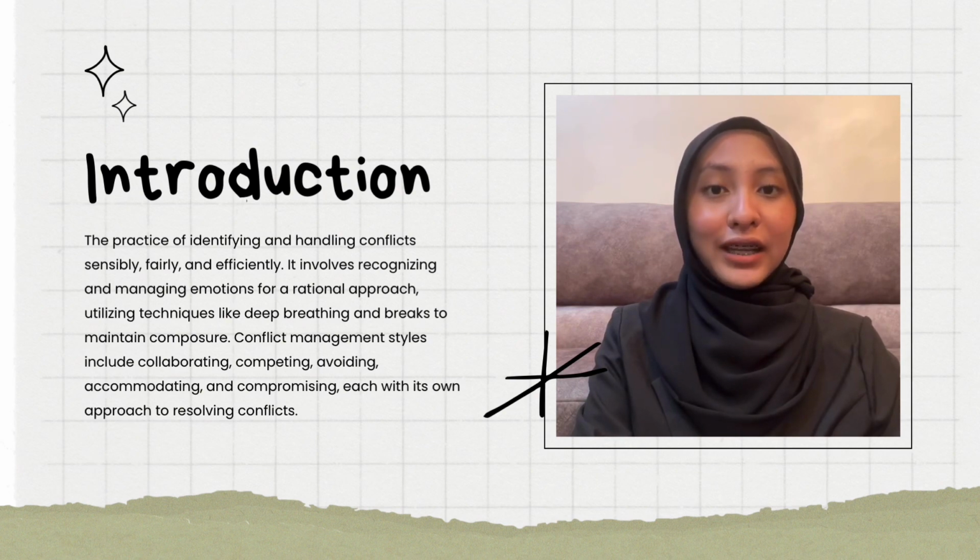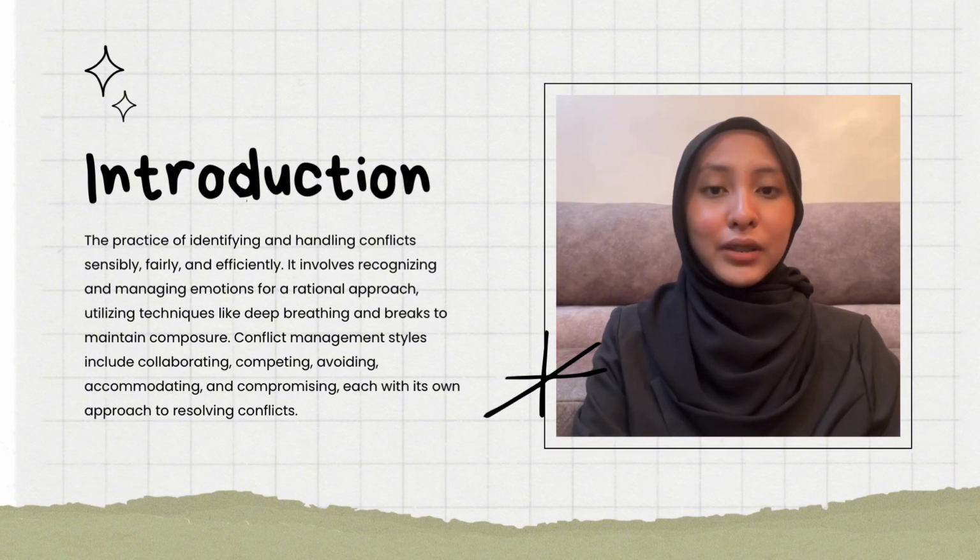It involves recognizing and managing emotion for a rational approach, utilizing techniques like deep breathing to maintain proportion. Conflict management styles include collaborating, competing, avoiding, accommodating, and compromising, each with its own approach to resolve conflict. Collaborating, for instance, aims for a win-win solution by considering the needs of all parties involved, while competing involves one party adamant about their stance without compromise.